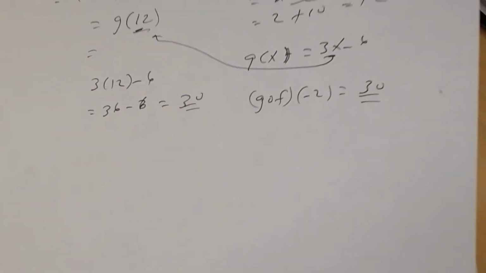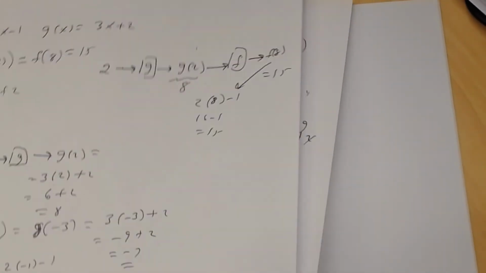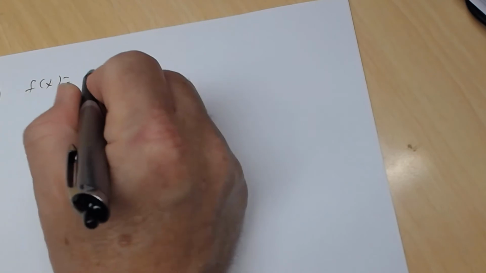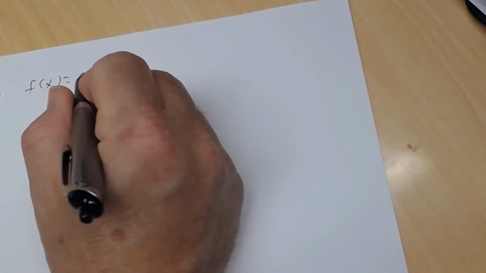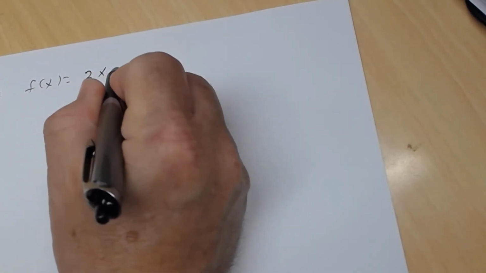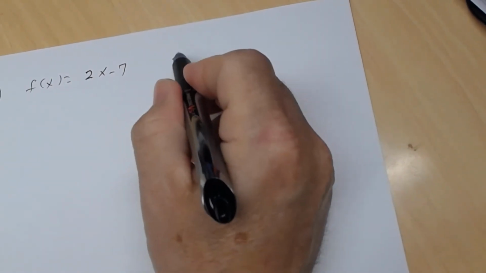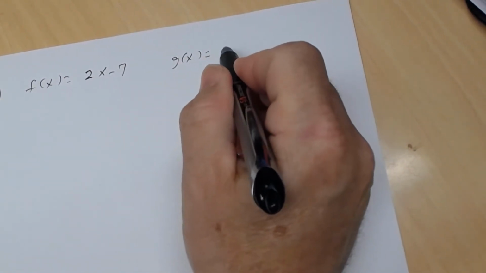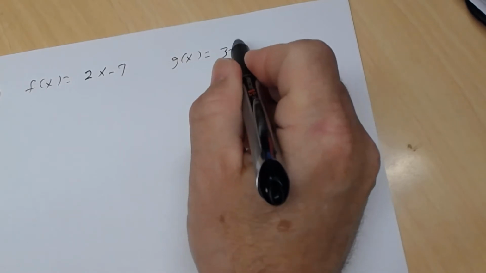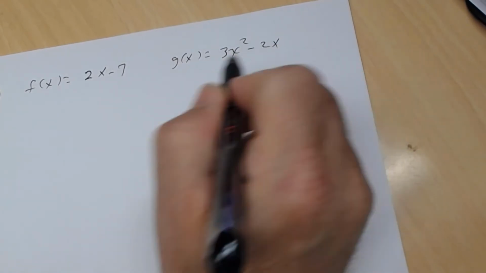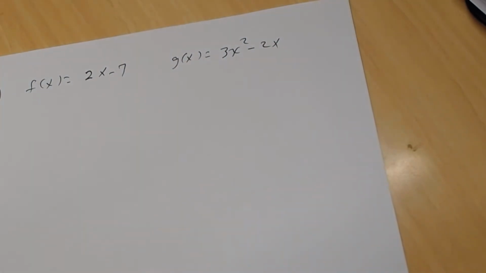All right, let's look at one more problem with this. Let's suppose in number 4 that f of x is 2x minus 7, and g of x is 3x squared minus 2x. So let's say that's what we had. All right, part A.